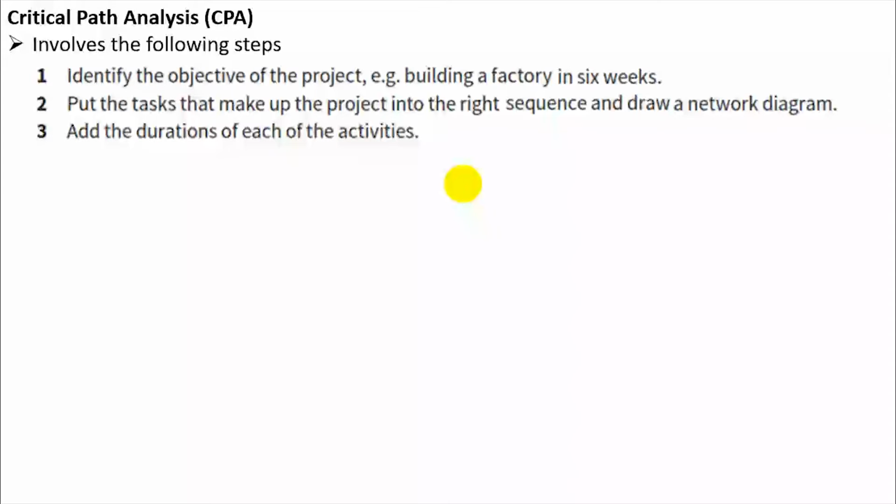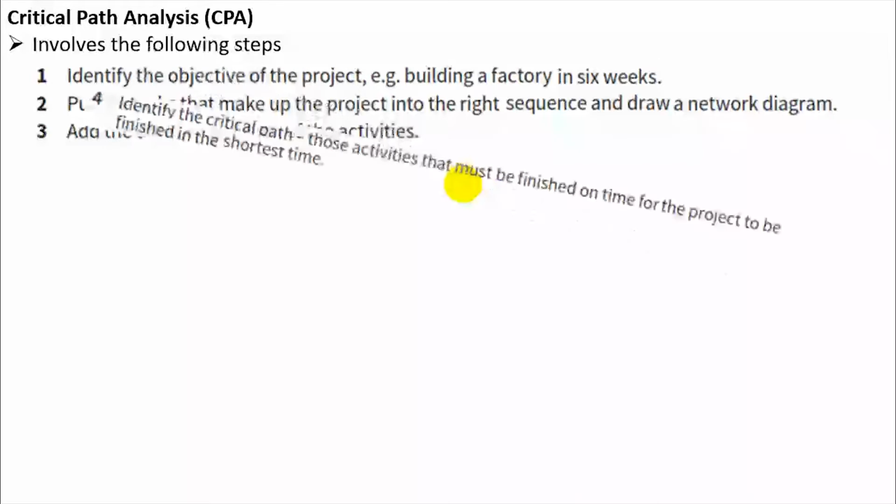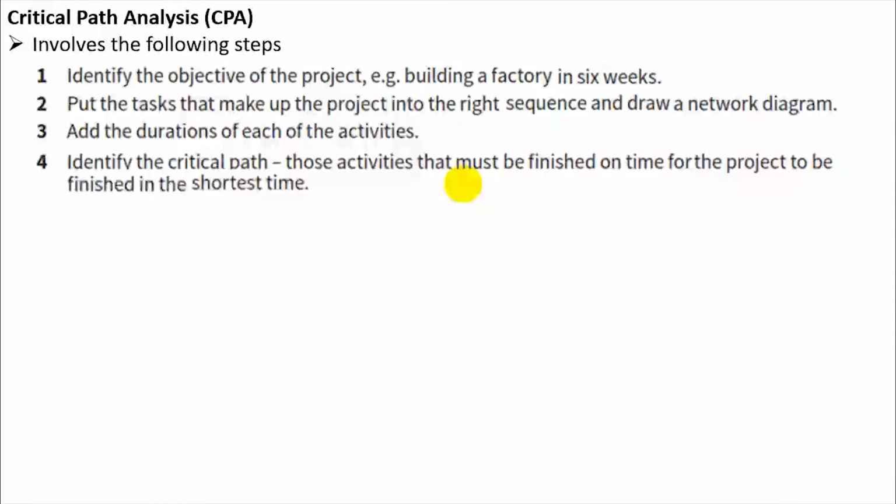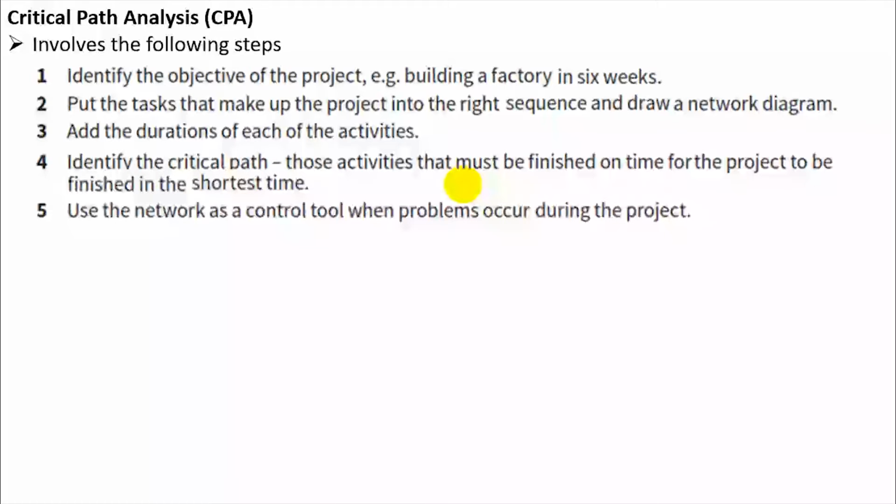Step 3: Add the durations of each of the activities. Step 4: Identify the critical path, those activities that must be finished on time for the project to be finished in the shortest time. Step 5: Use the network as a control tool when problems occur during the project.